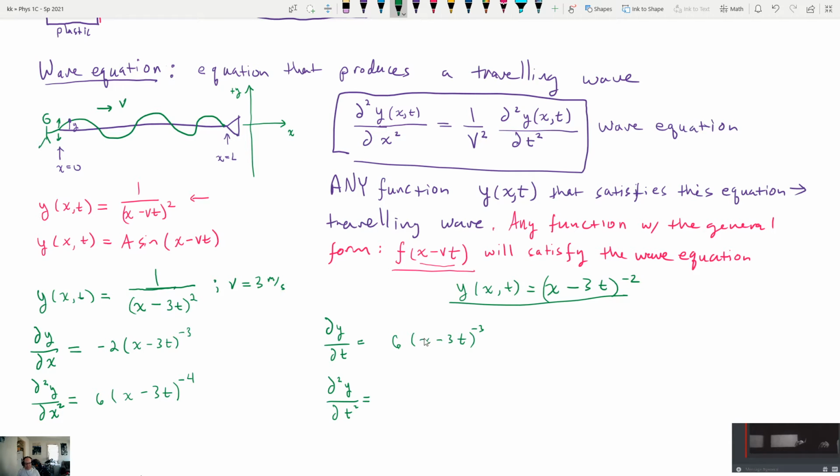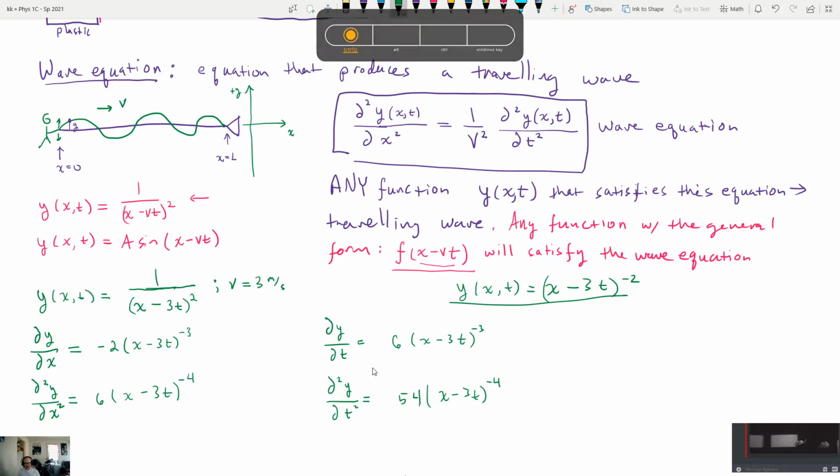Do it again. -3 times 6 would be -18 times (x minus 3t) to the -4. But again, we need to multiply by -3, so -3 times -18, I don't know what that is, 54 maybe? Yeah. Now, did I mess up my minus signs? I didn't, because it's still going to be positive. Okay, so we get a positive answer, which is good, because I don't see any negative signs up here. So we get 54.